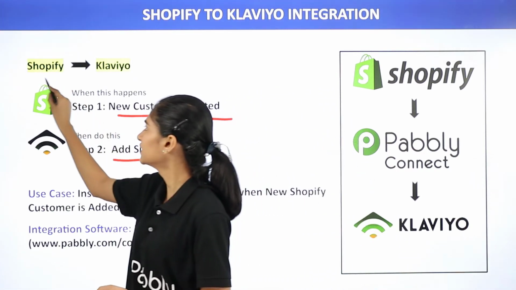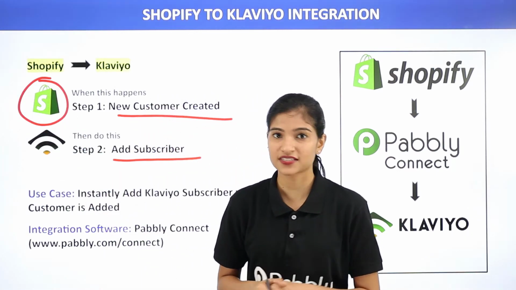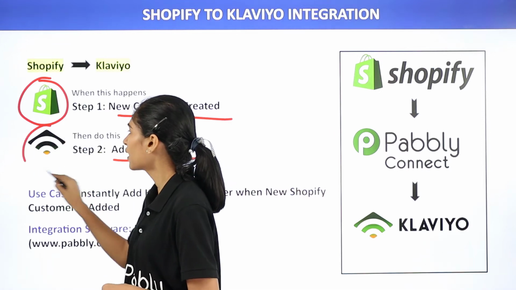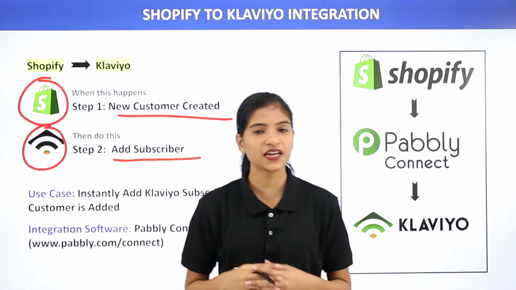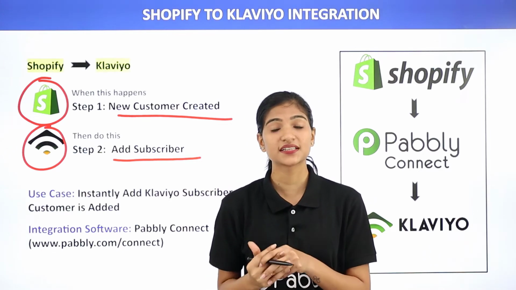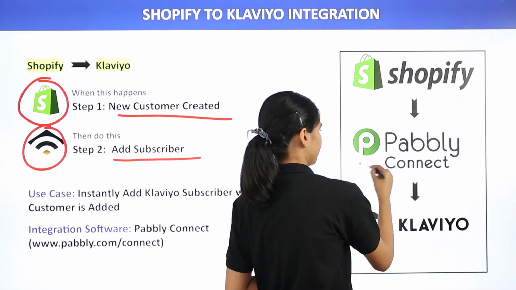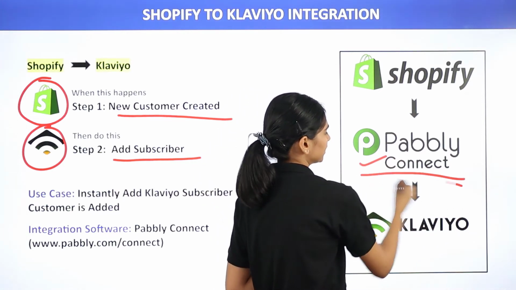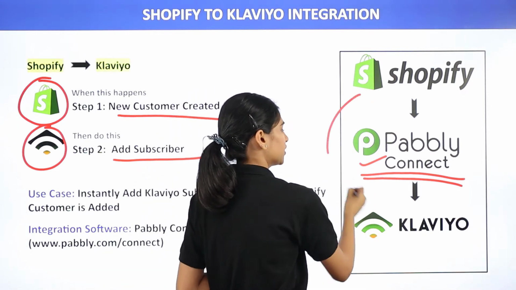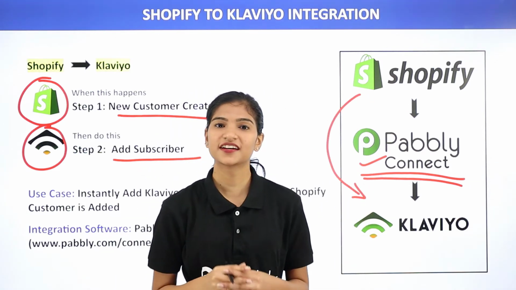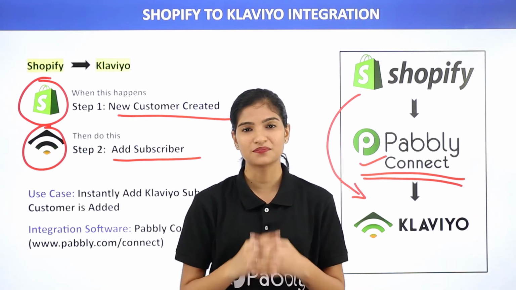So Shopify is an e-commerce platform where you can set up your online store and sell your products, whereas Klaviyo is an email marketing software. Although Shopify and Klaviyo have some native integration between them, this integration has certain limitations, and that is why we are going to use Pabbly Connect. So Pabbly Connect is an integration software which will help you to transfer data from Shopify to Klaviyo. The best part here is you don't require any knowledge of coding. So let me show you this on my screen.